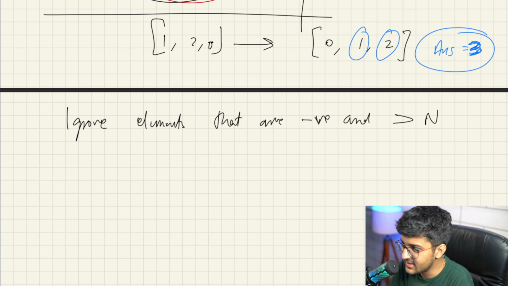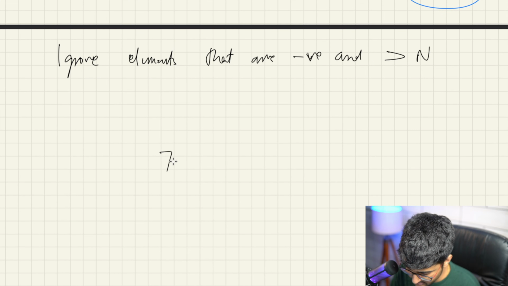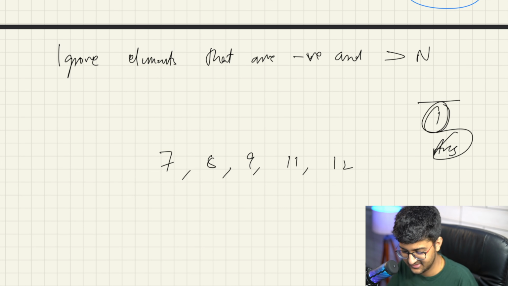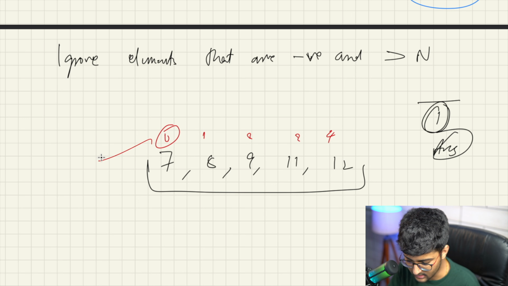Similarly, take the previous example that LeetCode provided: 7, 8, 9, 11, 12. It's going to start checking from 1. Does 1 exist? No. That is the answer. With cyclic sort, the first element at the wrong index is going to be index 0, because index 0 should contain 1. So the answer is index plus 1.